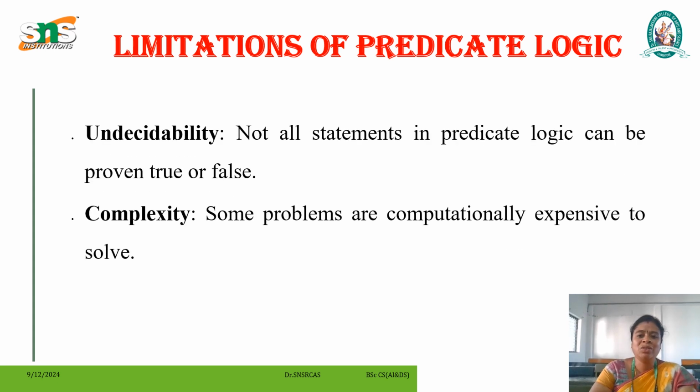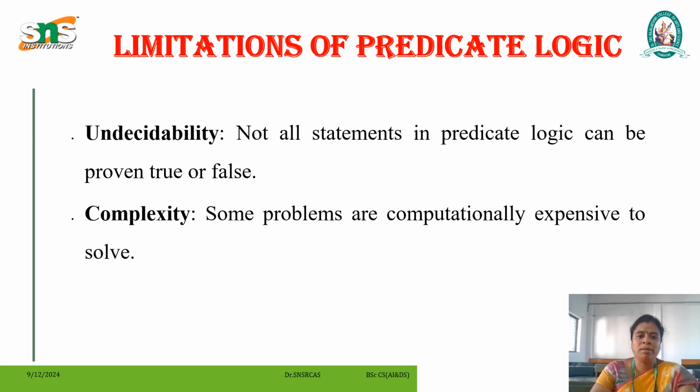Next one, limitations of the predicate logic. There are a lot of limitations of the predicate logic. We will see two of them. First one is undecidability. Not all statements in predicate logic can be proved true or false. For example, the sun rises in the east. The statement is true. Otherwise, the sun rises in the west. It is false. Only one condition will work, one for true, another one for false.